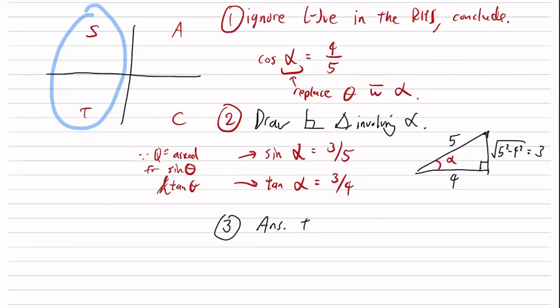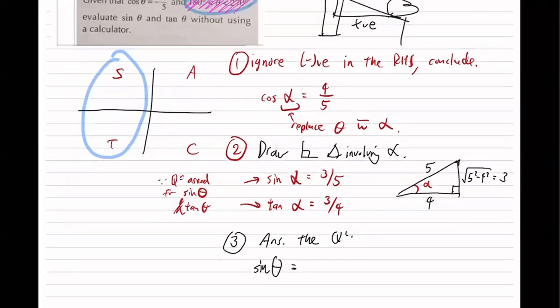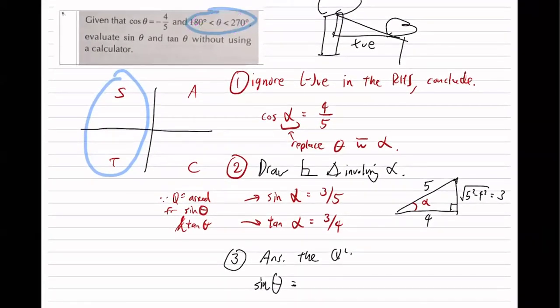Answer the question. You have sine alpha. You know that theta is in what range? Okay, cannot remove this. 180 to 270. So it's quadrant 2 or quadrant 3, right?